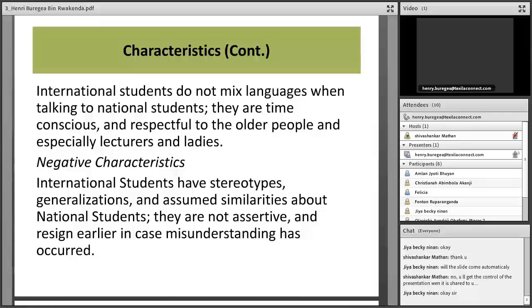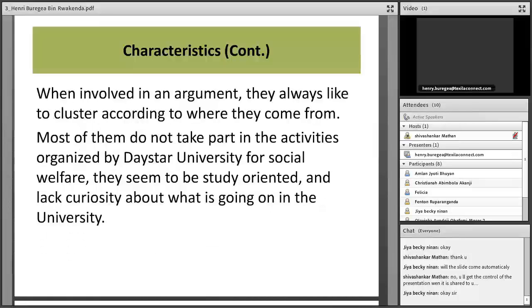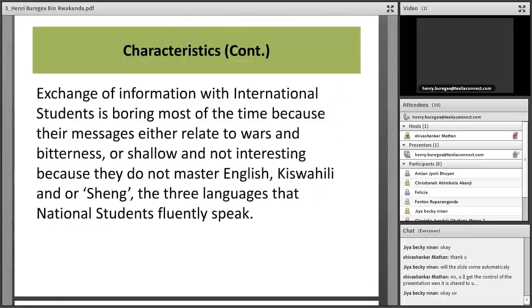The international students also have stereotypes, exactly like their counterparts from the national side. Also, they have generalizations and assume similarities about national students. They are not assertive and resign earlier in case a misunderstanding has occurred. When involved in an argument, they always like to cluster according to where they come from. Most of them do not take part in the activities organized by Daystar University for social welfare. They seem to be study oriented and lack curiosity about what was going on within the university.